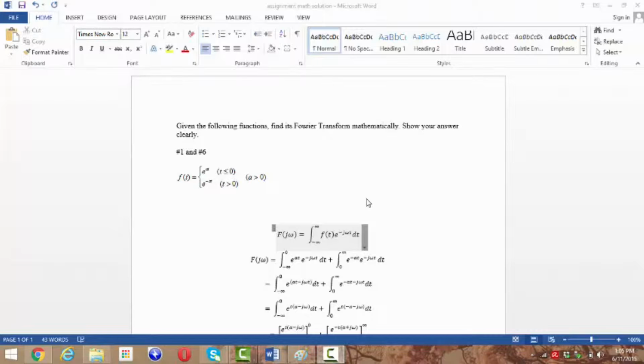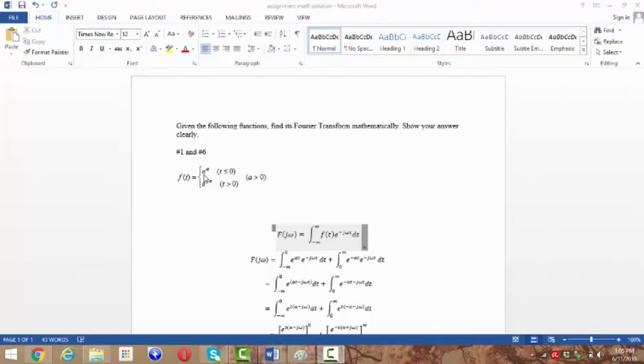I, Faiza, will explain the solution for the Fourier transform, and Mengli will explain the graph of the phase spectrum and amplitude spectrum in MATLAB. So this is our question.